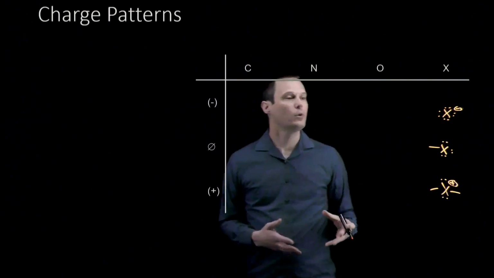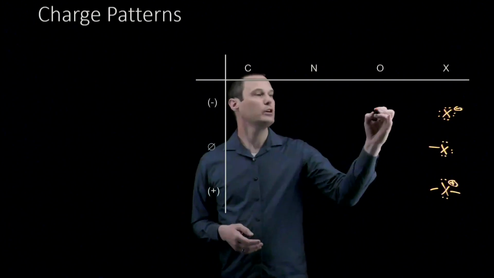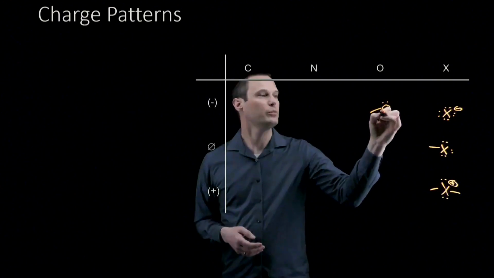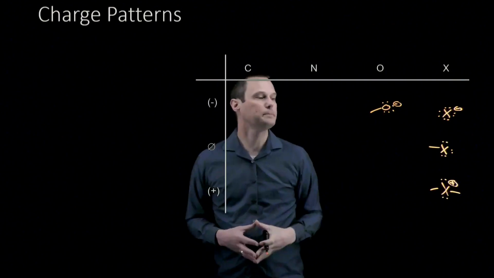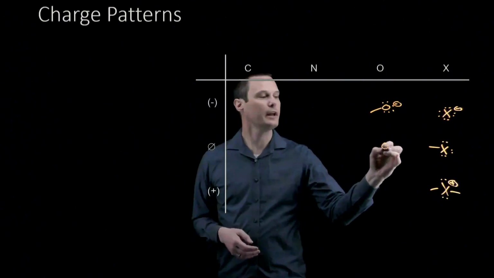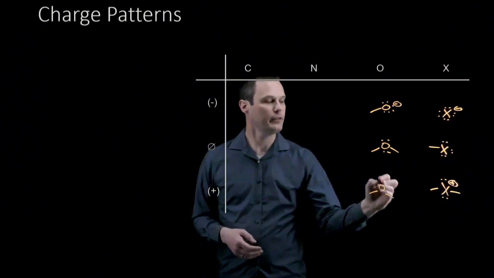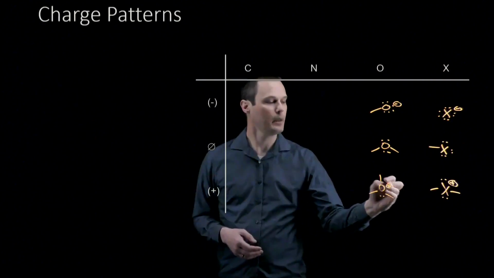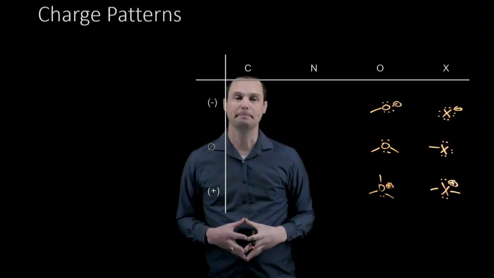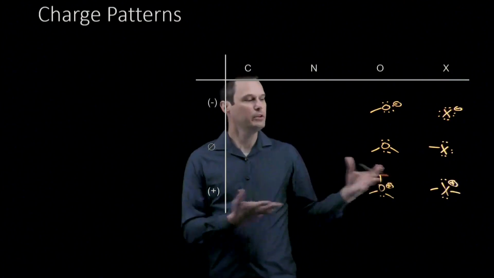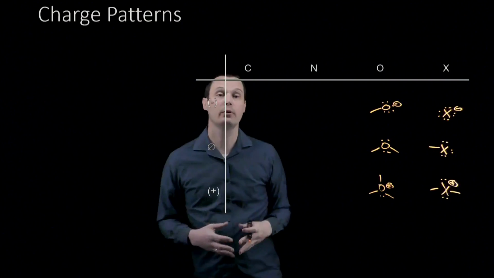For oxygen, if we have an oxygen that's negatively charged, we call that an oxide. That's going to be an oxygen with 1 bond and 3 lone pairs. A neutral oxygen is going to have 2 bonds and 2 lone pairs. And a positively charged oxygen is going to have 3 bonds and 1 lone pair. That's called an oxonium ion. There's a bit of a pattern developing here. Can you see the pattern? Let's see if that pattern holds while we go through the nitrogens.